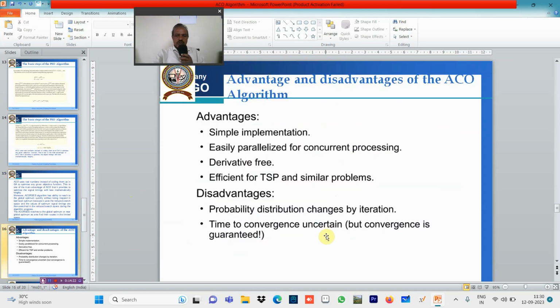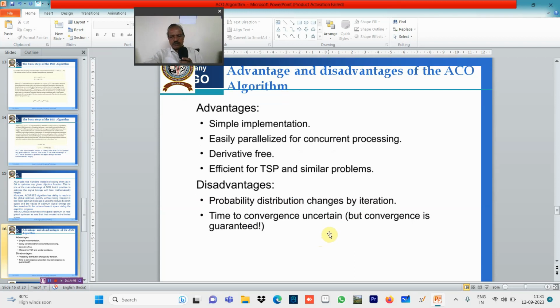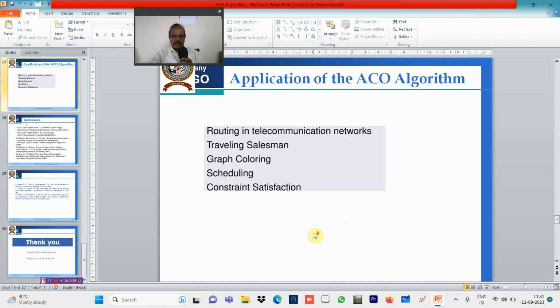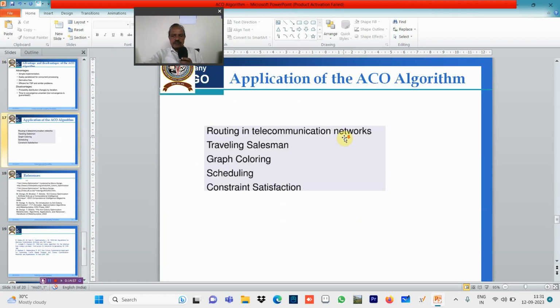Fine. So there are some advantages and disadvantages of this algorithm. What are the advantages? It is simple for implementation, easily parallelized for concurrent processing, there is no derivative, and it is efficient for traveling salesman and similar problems. The disadvantage is that the probability distribution changes by iterations and the time to convergence is uncertain. Okay, convergence time is more, but convergence is guaranteed. Solution is guaranteed.